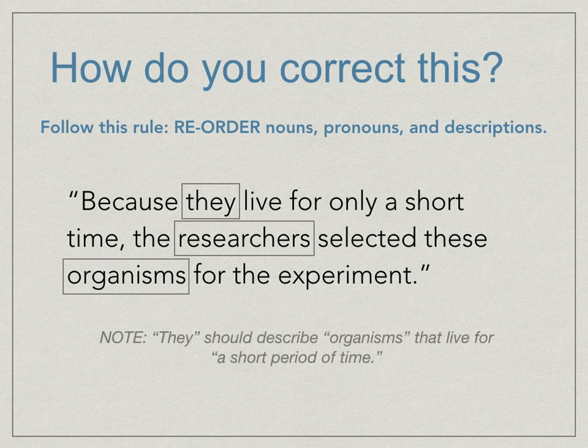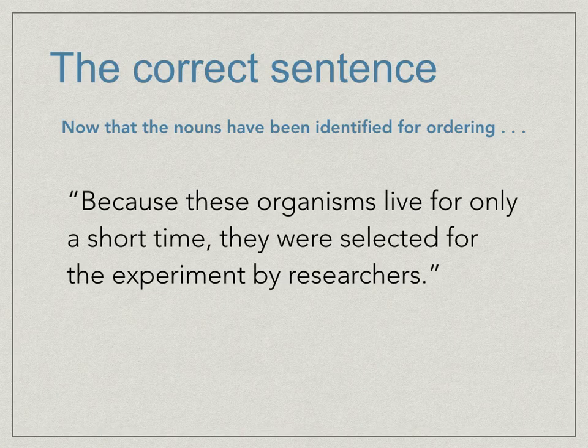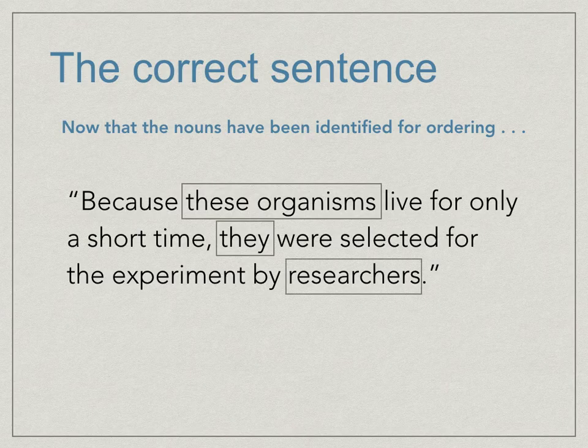And in order to make this misplaced modifier disappear and the sentence take on a proper logical construction, what we should do is correct it in the following manner. So now that the nouns have been identified for ordering, what you're going to see is this. That we have, "Because these organisms live for only a short period of time," again, identifying these organisms, well, they were what would be selected by researchers. So as you can see, there is now no confusion about what lived for a short period of time, to say nothing of the fact that we initially had the idea that researchers would only live for a short time.